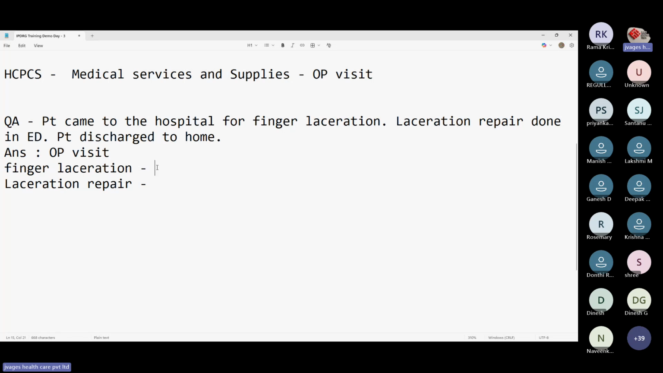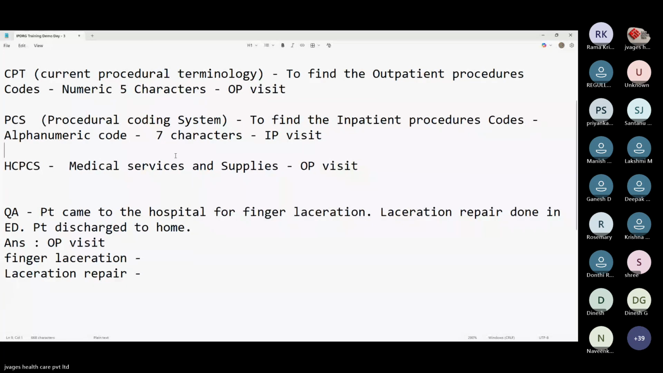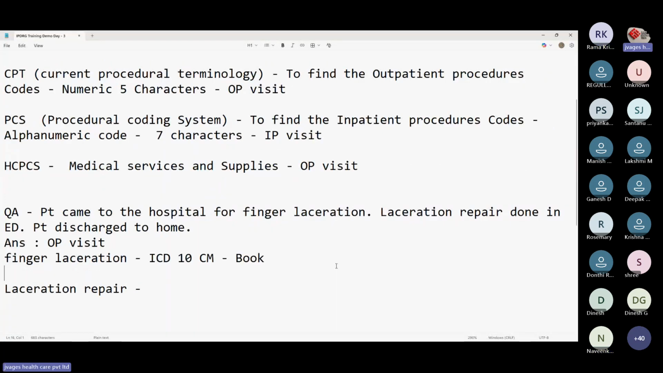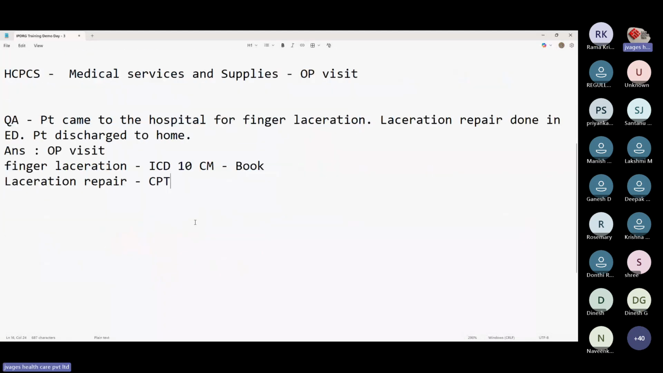Okay, so now finger laceration. What is the code set I need to use for finger laceration? ICD, CPT, or PCS? Diagnosis, ICD. Finger laceration diagnosis, ICD-10-CM. Okay. For laceration repair, it is a procedure, so do I need to use a CPT code or PCS code? CPT code. So this is clear. Any doubts or any questions in this scenario?